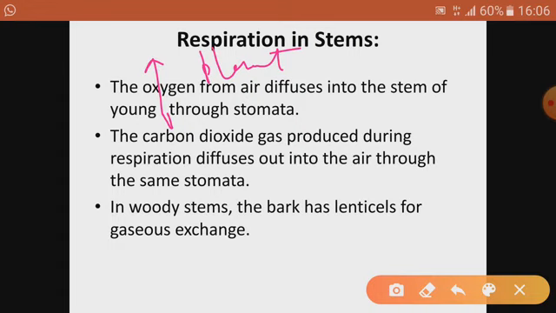If the plant is not young, it is in the form of a tree, then the stem is a trunk. The trunk doesn't have stomata, it has lenticels for exchange of gases. The role of lenticels and stomata is the same, that is exchange of gases, but lenticels are present in the woody stem, and stomata are present in young stem and leaves also. Carbon dioxide produced during respiration diffuses out into the air through the same stomata, the same way as it happens in the root.